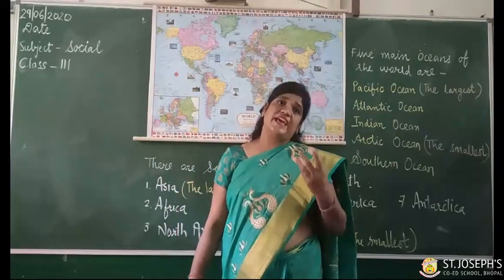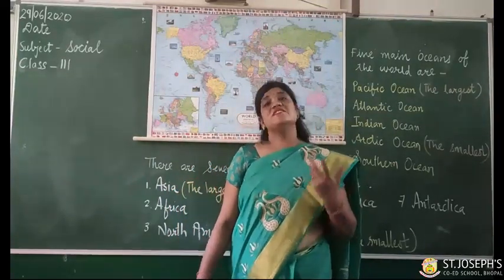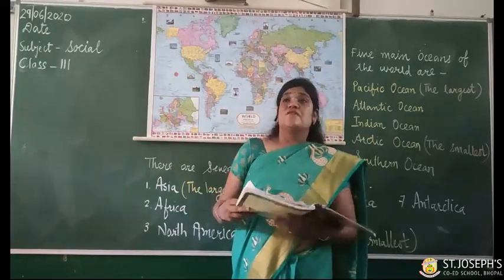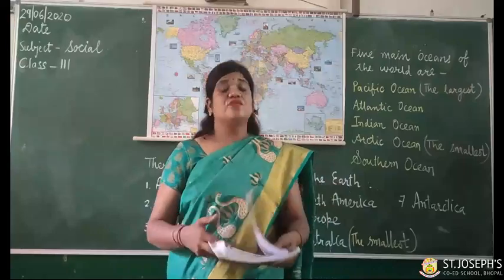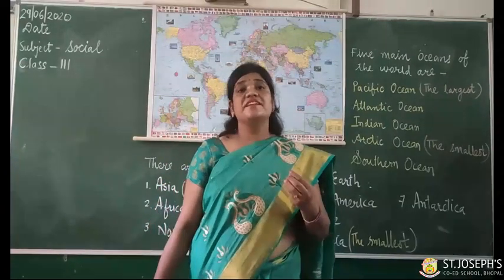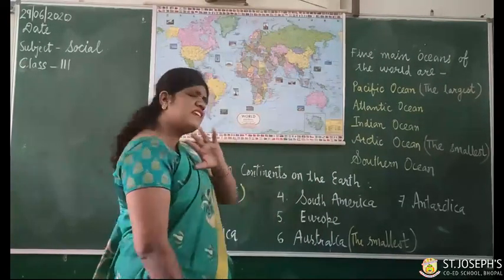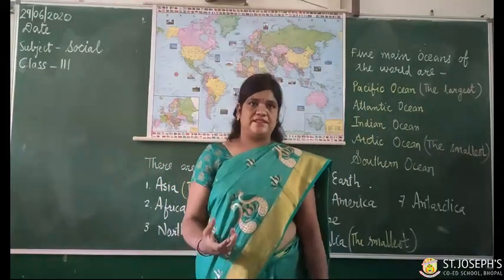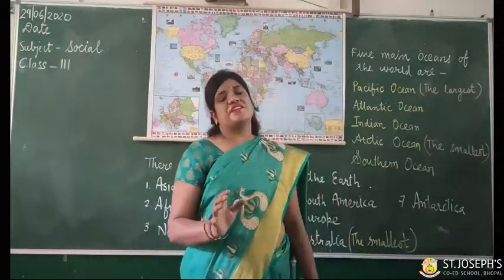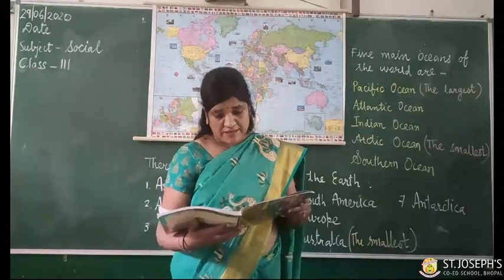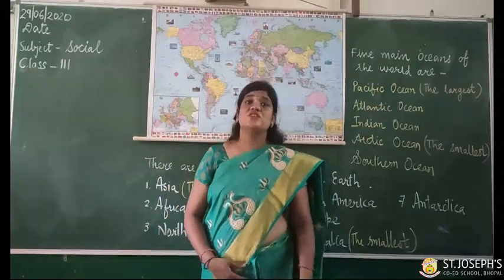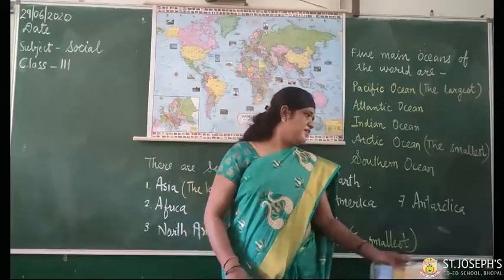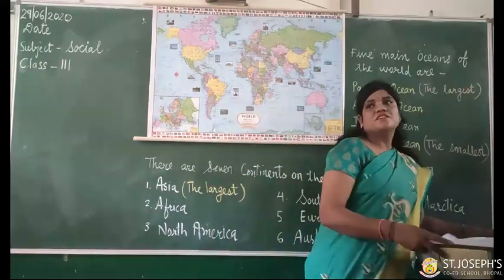Now we'll come to the next topic. Our next topic is continents. Okay. Now, very large areas of the land on Earth. Now, what are continents, children? Very large areas of the land on Earth are called continents. Is that clear? And there are 7 continents on the Earth. Now, let's talk about 7 continents.